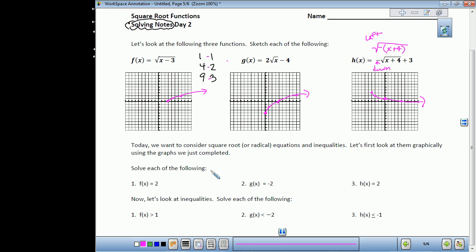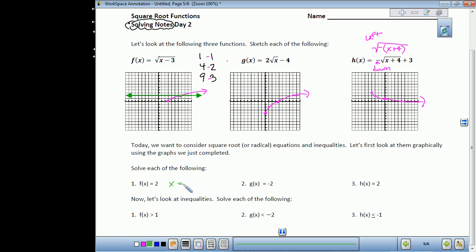So now we're going to look at how to use the graph to solve these, which is really the harder way. Then we're going to do it algebraically next. This asks f of x, solve each of the following. f of x equals 2. Well, that's asking us, what are the x values when the y value is 2? So if we come up here to this first function, and it's talking about f of x, that's why I picked the first one. What is the x value?